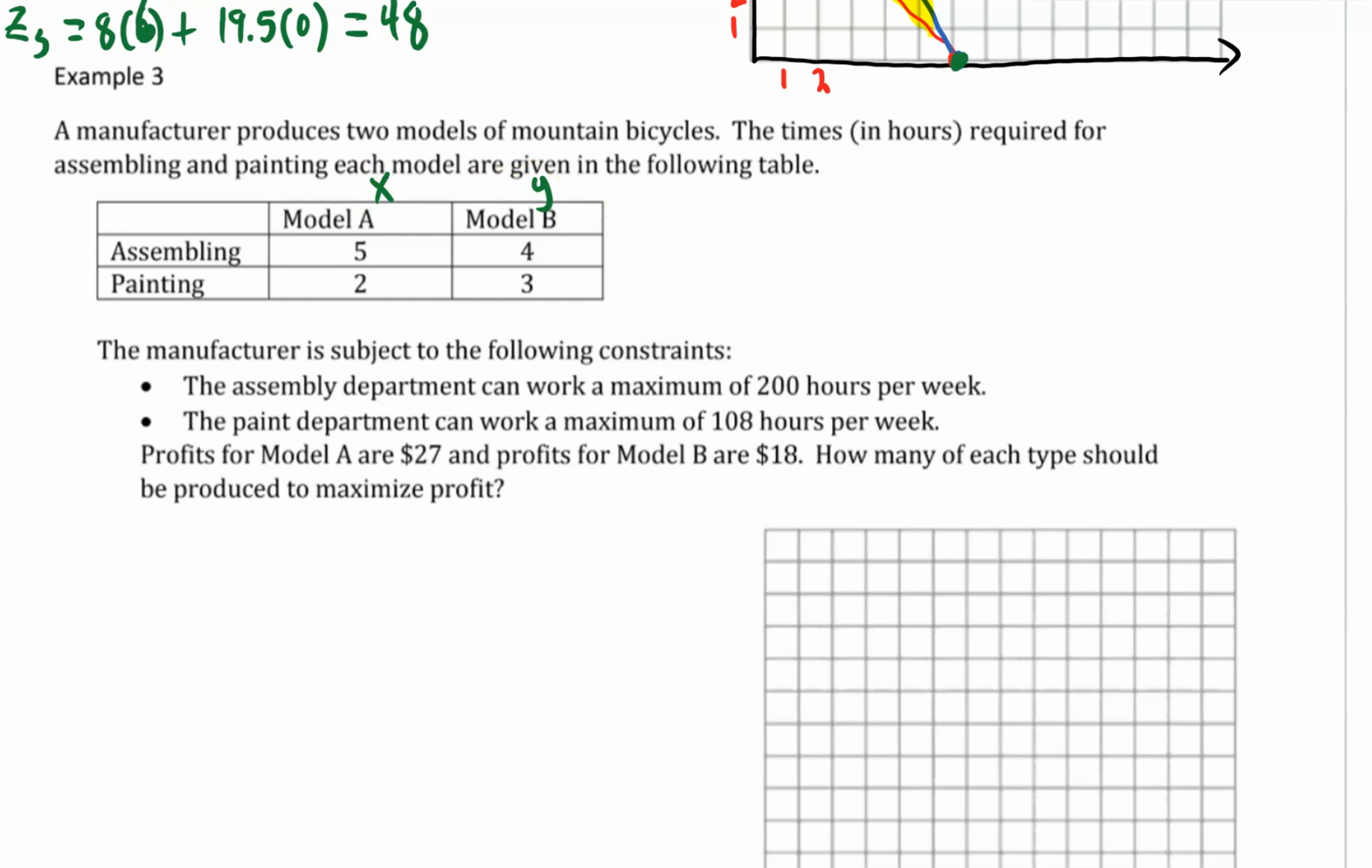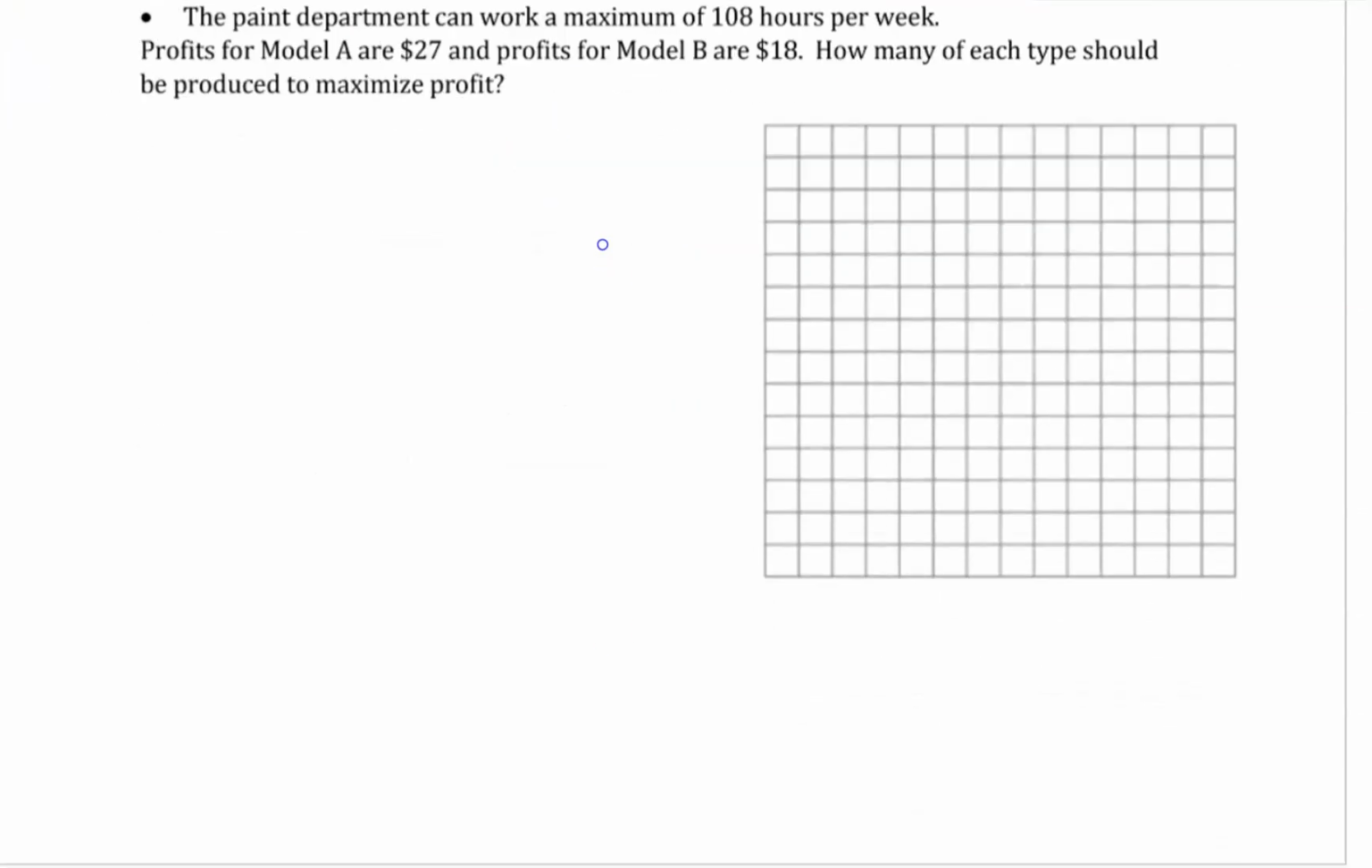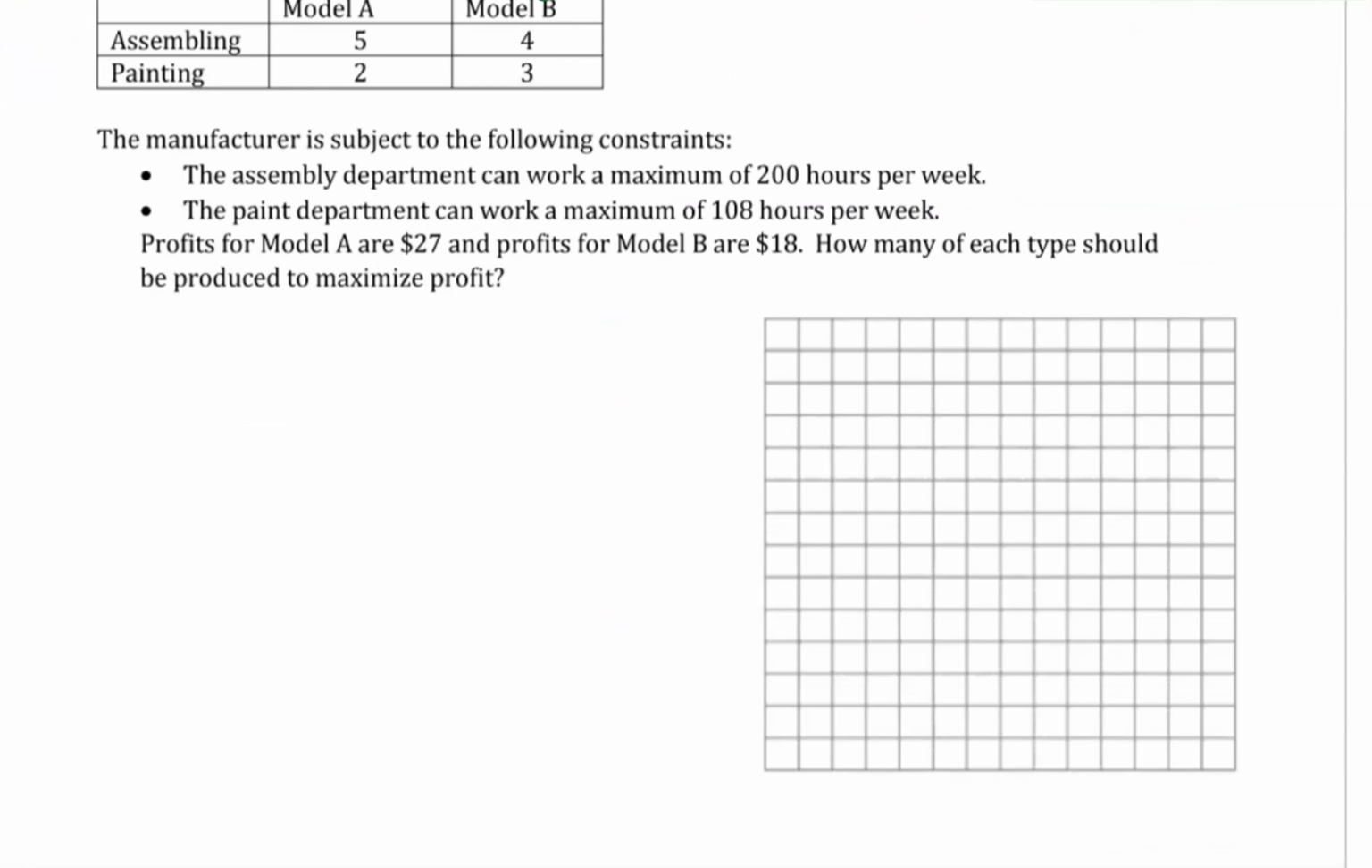So the first thing we want to do is write the equations. They aren't giving you the equations, you've got to write them. I'm going to start with the simple one. They can only work a maximum of 200 hours in assembly, so 5x plus 4y has to be less than or equal to 200. The paint department can work a maximum of 108 hours a week, so 2x plus 3y has got to be less than or equal to 108.